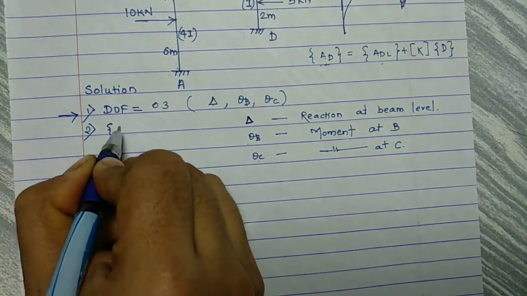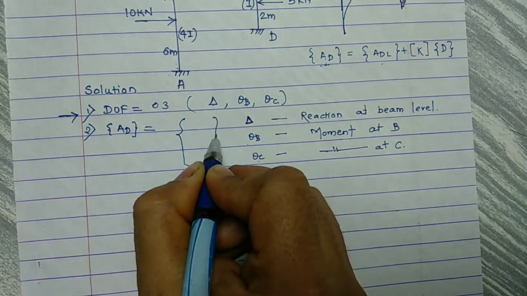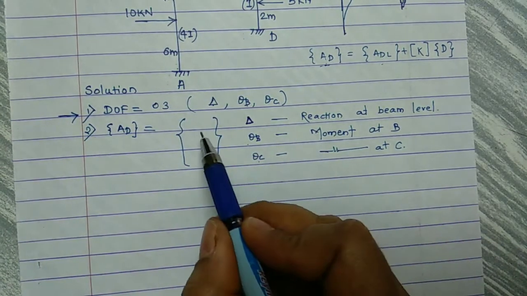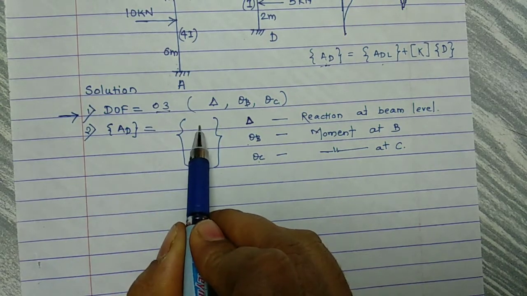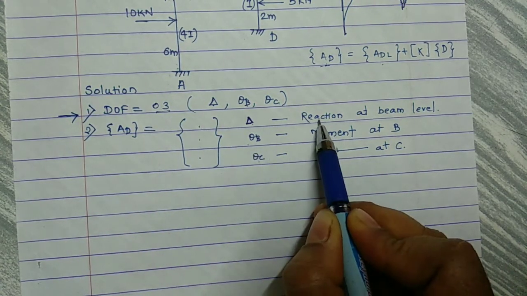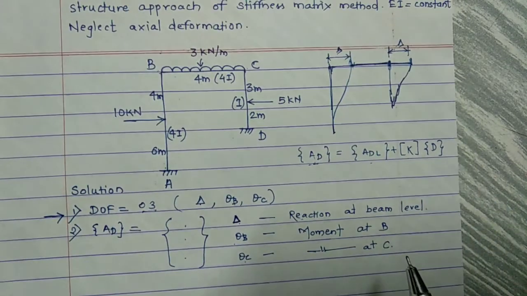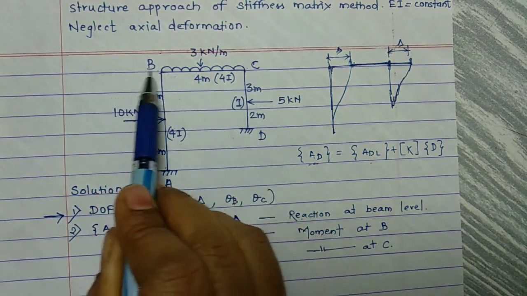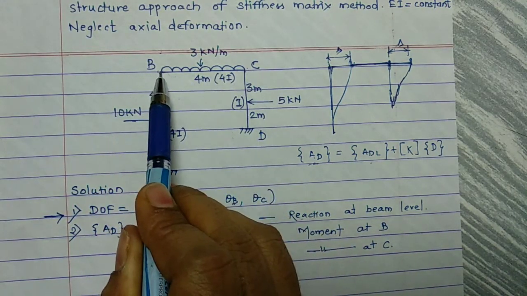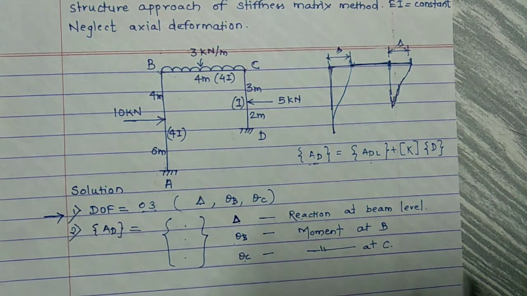Step number 2: AD matrix equals a column matrix containing 3 elements, as the degree of freedom is 3. Very first, corresponding to this delta, the reaction at beam level. See in the problem statement figure, at point B or point C, in the horizontal direction, there is no horizontal force given.